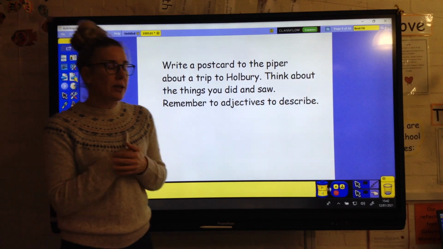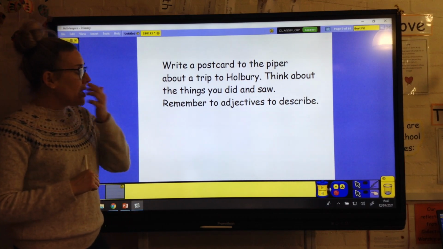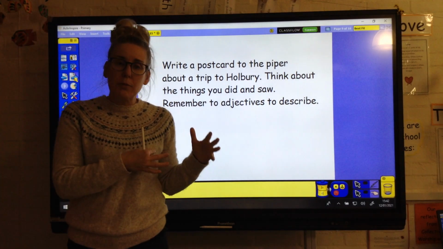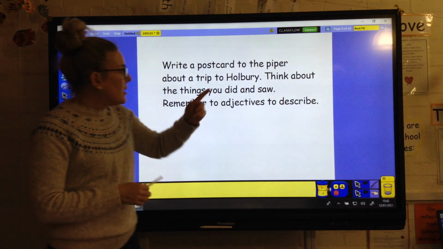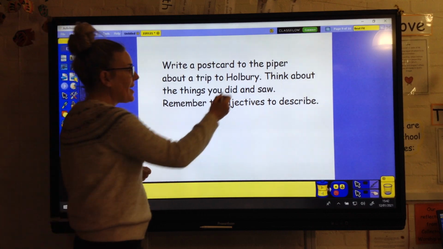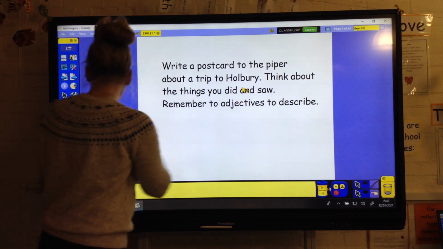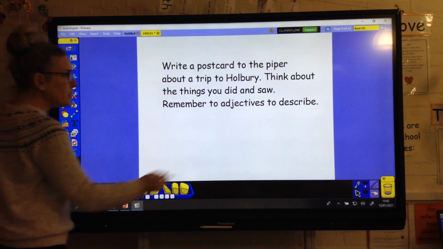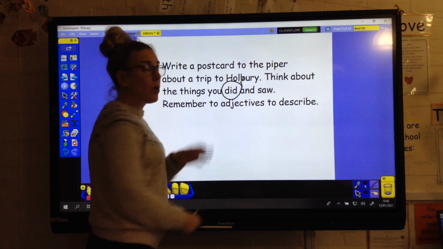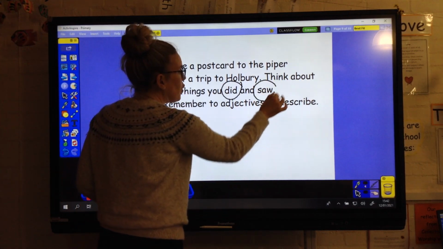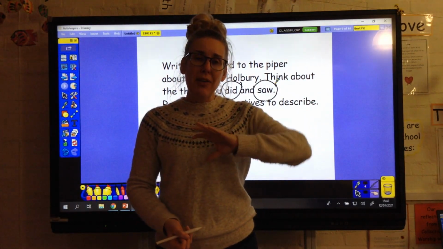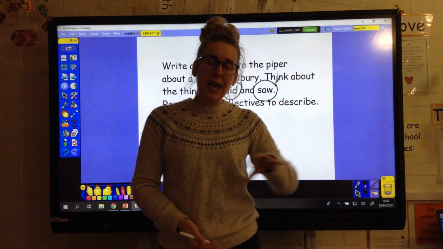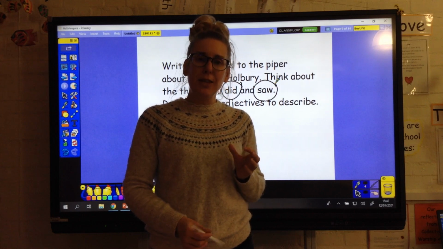Today, a shorter piece of writing. I know you've done lots of writing over the last couple of days. Today you're going to imagine that you've come on a trip to Holbury and you're writing a postcard back to the Piper. Now, oh, it helps if I put the pen on, doesn't it? I always do that. Think about what you did and what you saw. When you write a postcard, you tend to be telling somebody about the things that you've been doing on that holiday, and think about the things maybe that you've seen.